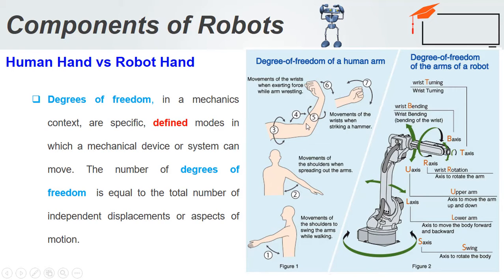From this picture you can compare the human hand motion and the robotic arm motion. Okay, the human hand produces 7 ways of motion, but this robot can produce 6 ways of motion: 1, 2, 3, 4, 5, 6.